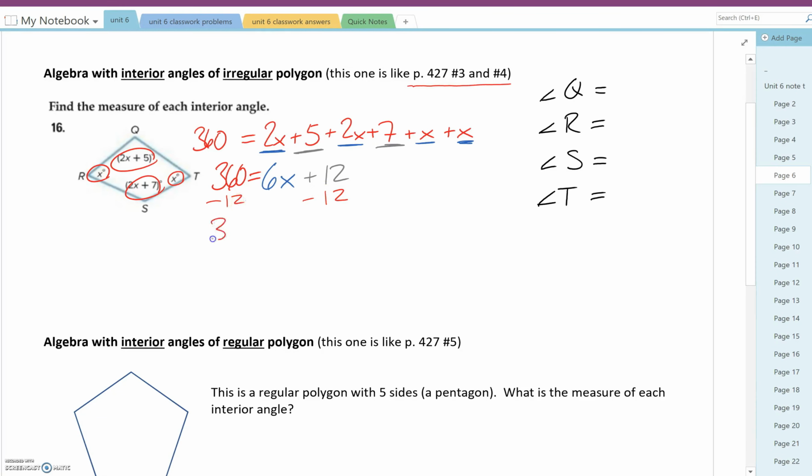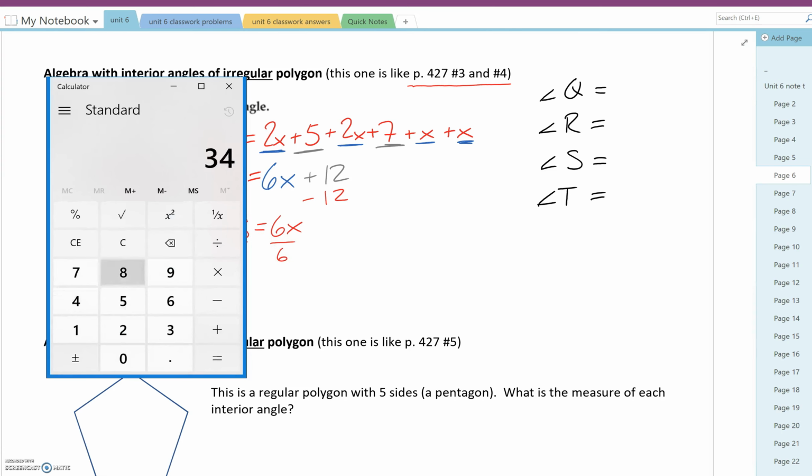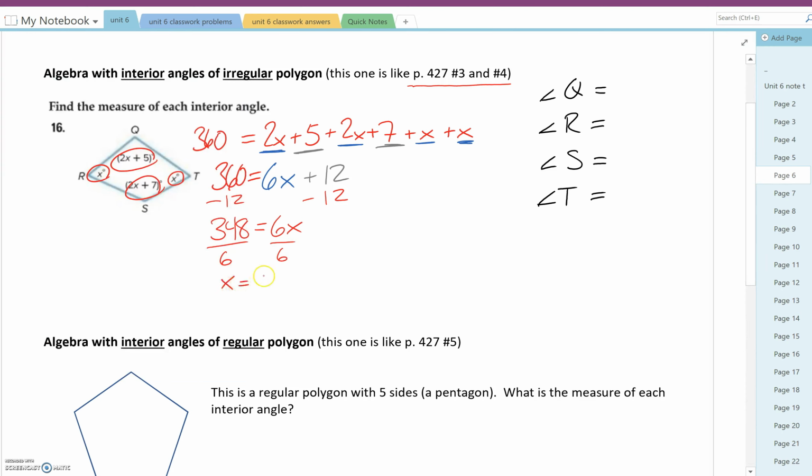And now it's pretty easy to solve from here. Subtract 12 from both sides. 348 equals 6x, divide by 6. 348 divided by 6 is 58. X is equal to 58 degrees.